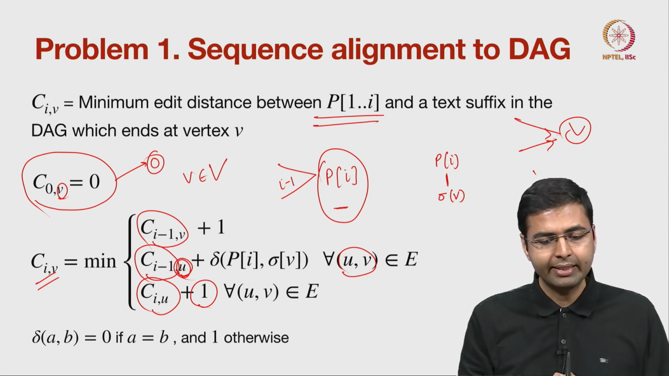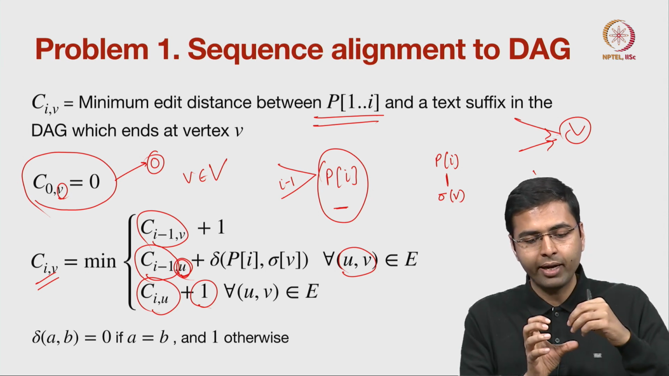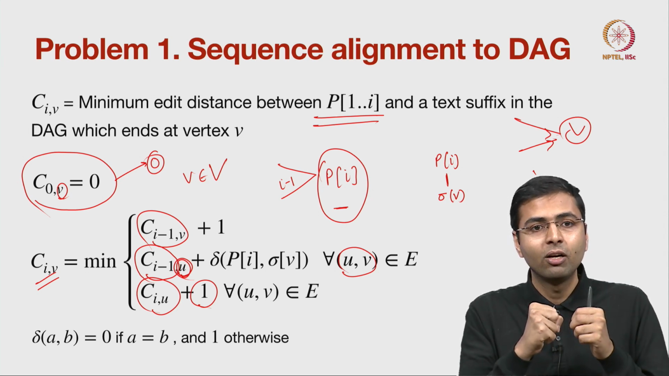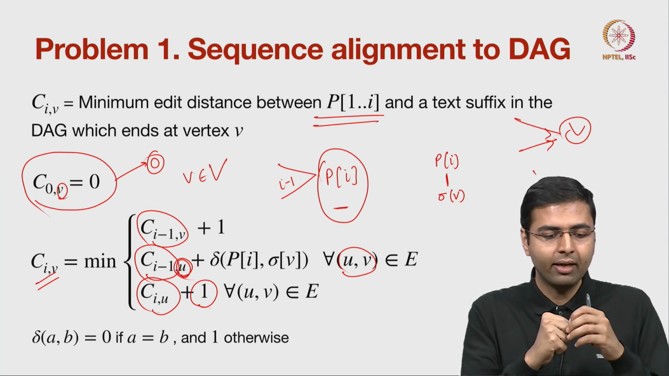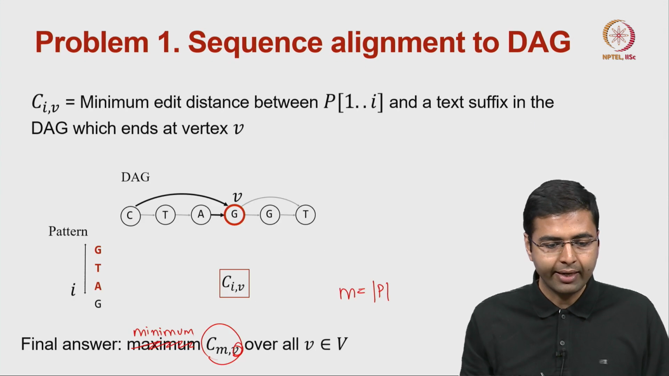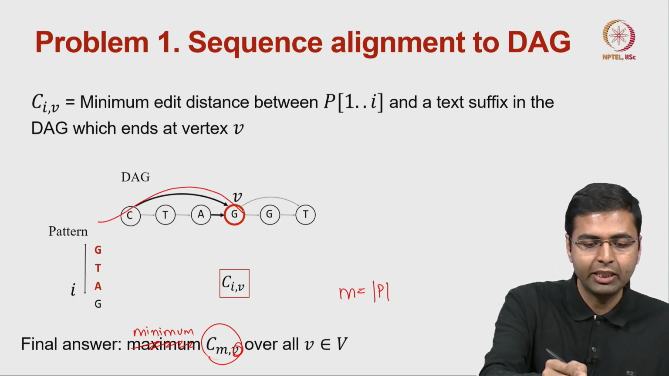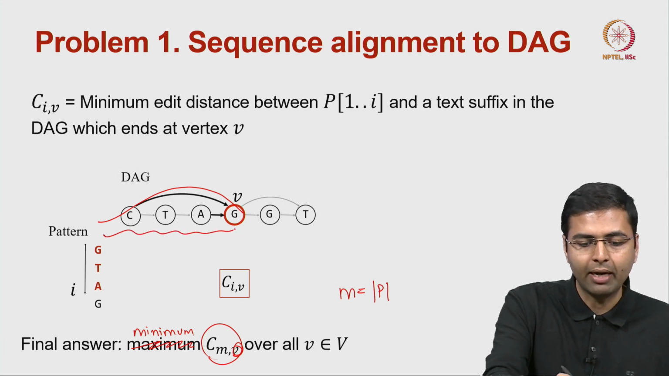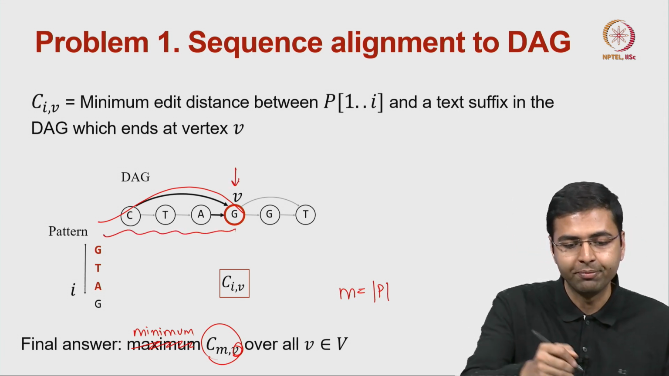So, this recursion is the same as before, except that we now have to look at the topology of the graph, and we have to look at the incoming neighbors of the vertex to consider all the alignment paths. Remember that the alignment can follow this path or it can follow this path. Accordingly, we are considering all possible incoming neighbors of vertex v.